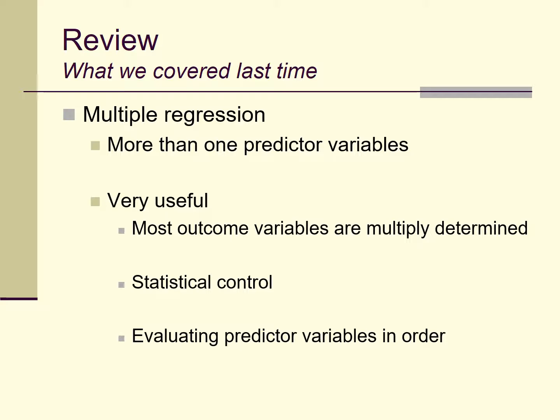Multiple regression allows us an opportunity to exert statistical control over potential confounding variables by bringing them into the model and then examining whether our main predictor variable of interest makes a significant contribution to predicting the outcome while holding another variable constant. And depending on how you do your multiple regression, especially if you do hierarchical multiple regression, you can evaluate predictor variables in a particular order, which can be useful for answering certain research questions or testing certain research hypotheses.